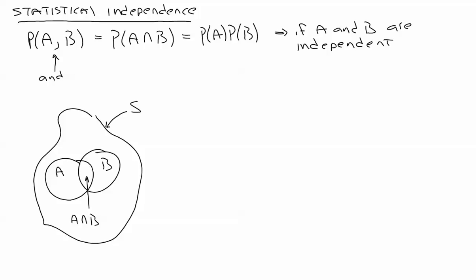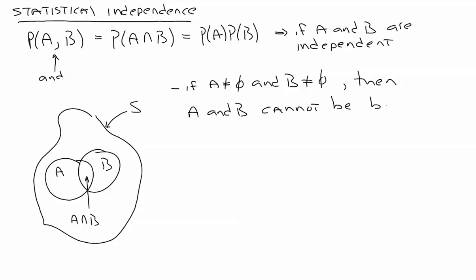Another result we found a long time ago: we'll begin by assuming that neither A nor B is the empty set. Then A and B cannot be both mutually exclusive and statistically independent.